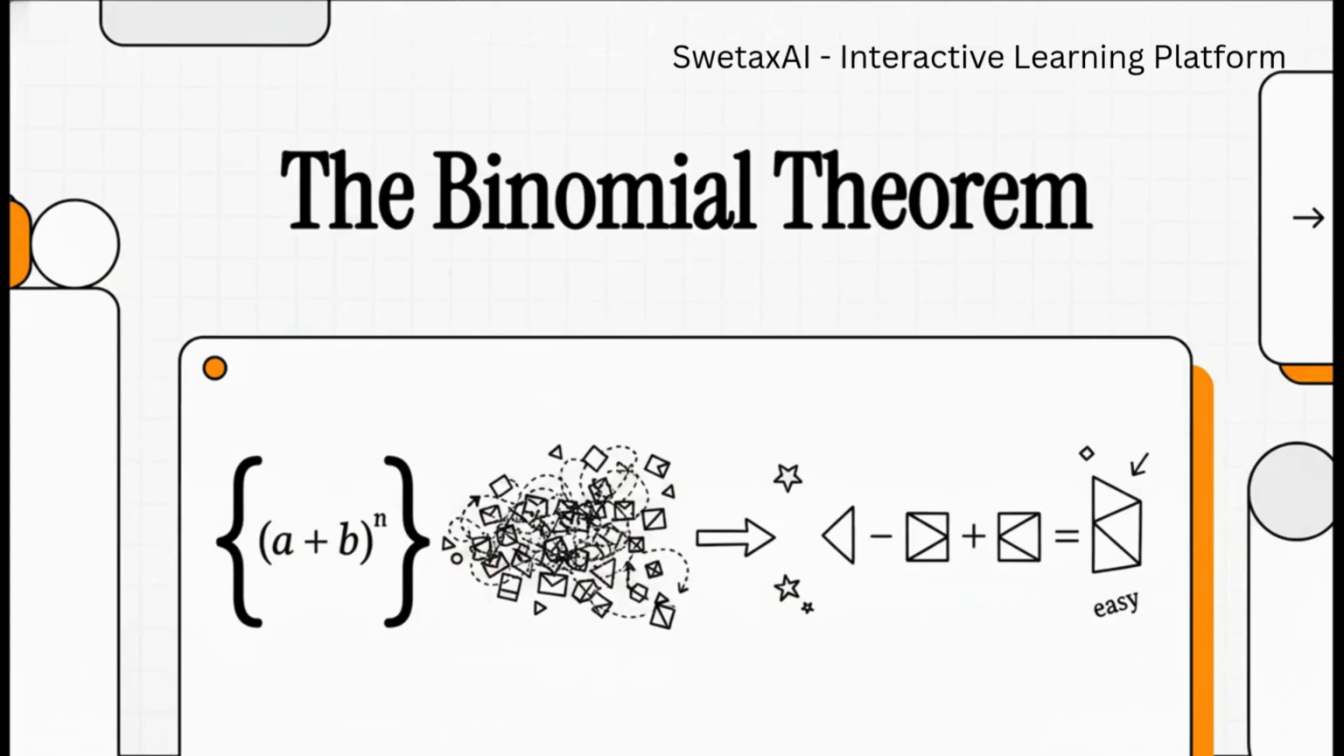Welcome to this explainer. Today, we're going to unlock what I like to call the ultimate algebraic cheat code, the binomial theorem. If you've ever stared at a massive polynomial expansion and just felt this total wave of dread, you are absolutely in the right place. We're going to turn all that mathematical heavy lifting into a streamlined, really elegant process.